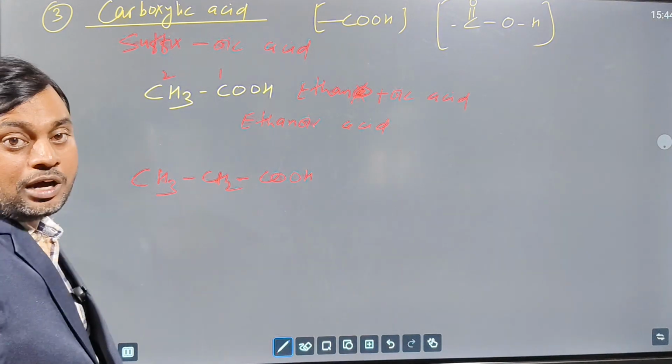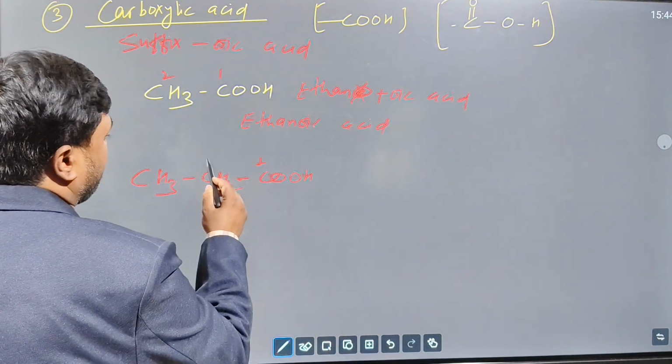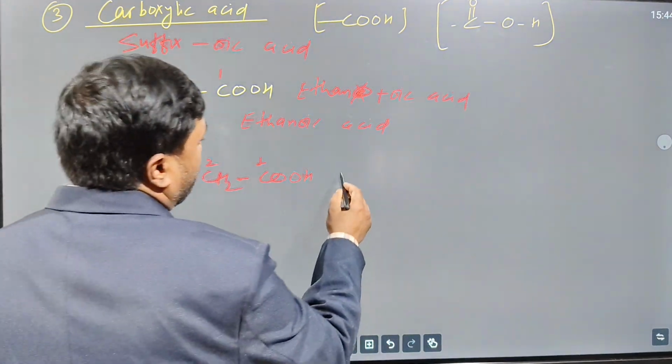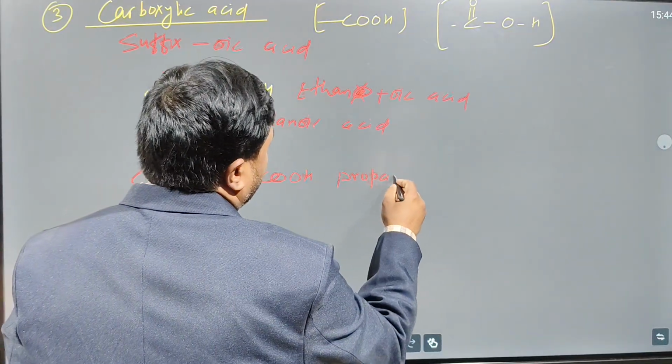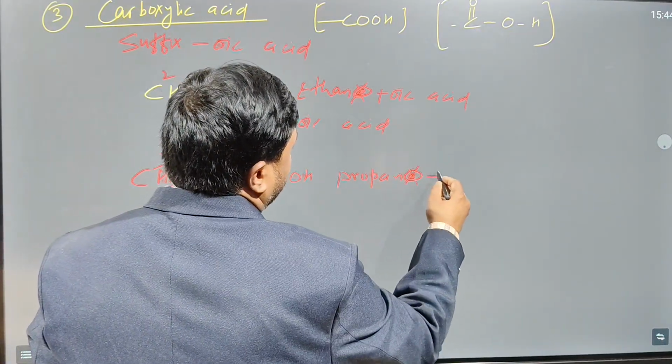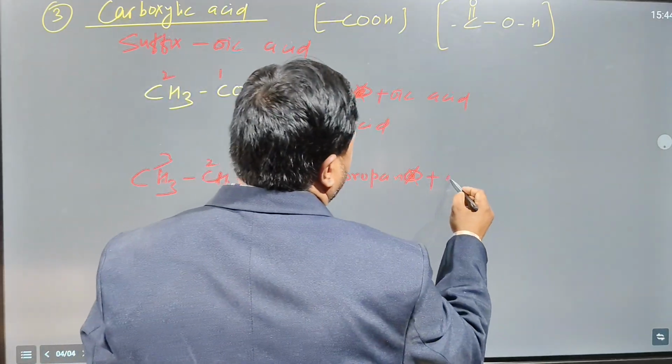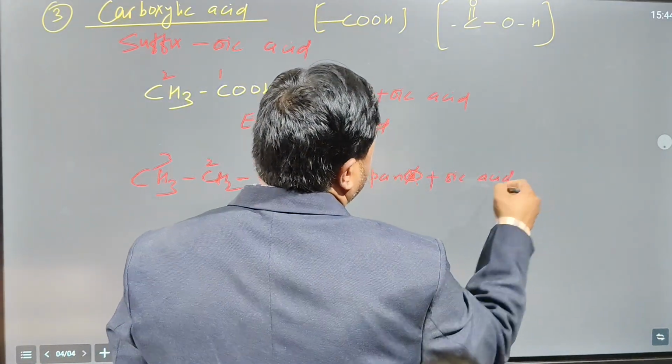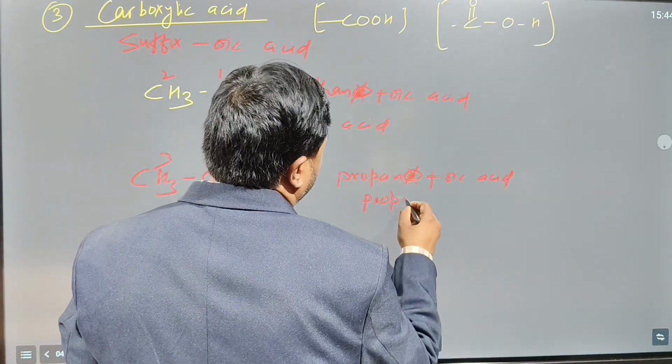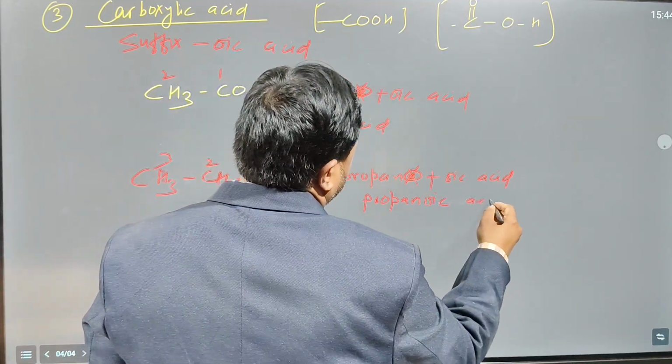Okay. Again, a carboxylic group is there. So count and give the positions 1, 2, 3. Three carbon is what? Propane. And what are we doing to name it? Remove the e, add oic acid. So what is this? Propanoic acid.